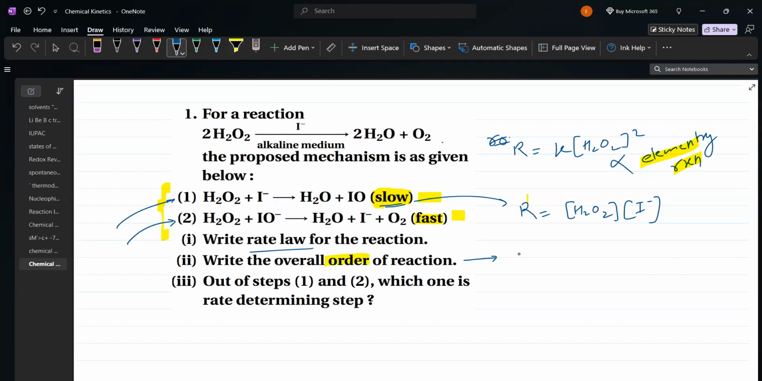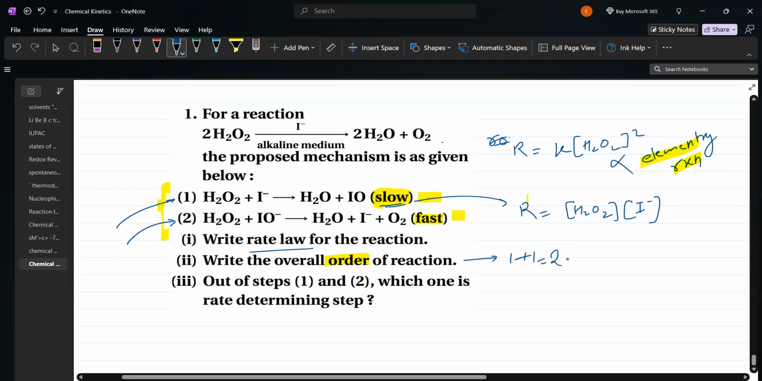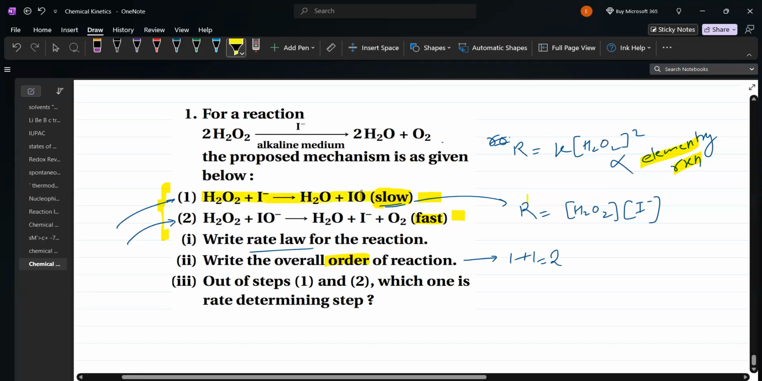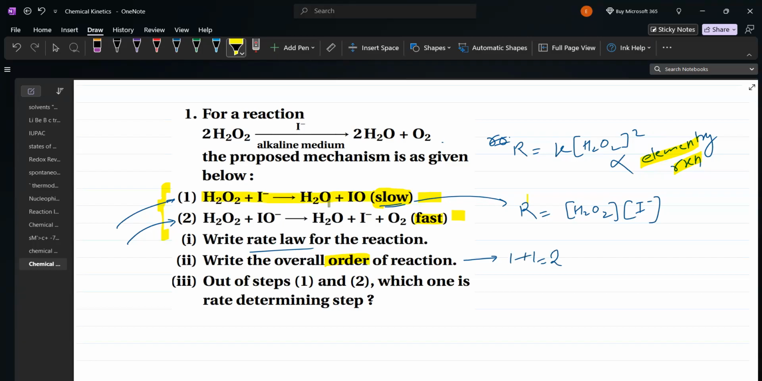I thought you had said two. No, sir. But it is two because the power here is one and one, so one plus one will be two. From the main reaction, no, why? The main reaction is this only. Everything will depend on this reaction now. Why? Because this is the slowest step. This is the elementary reaction of the complex reaction. Are you getting my point?